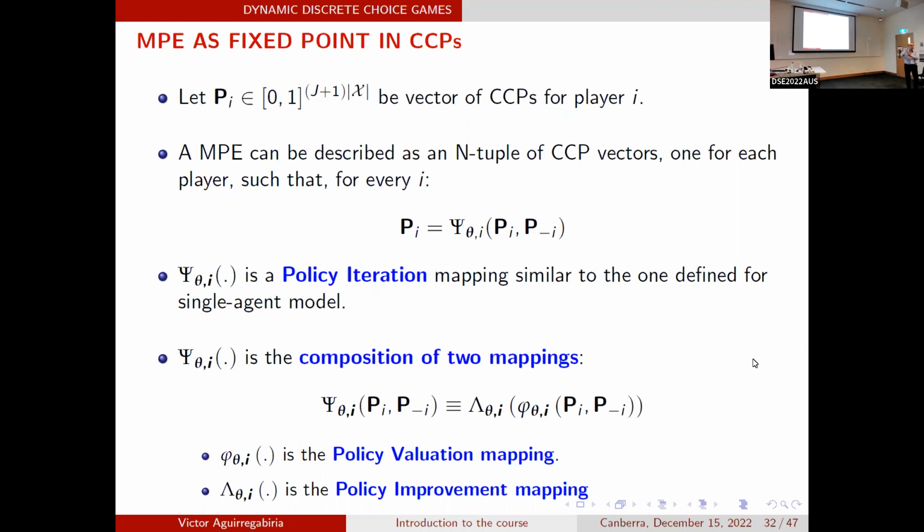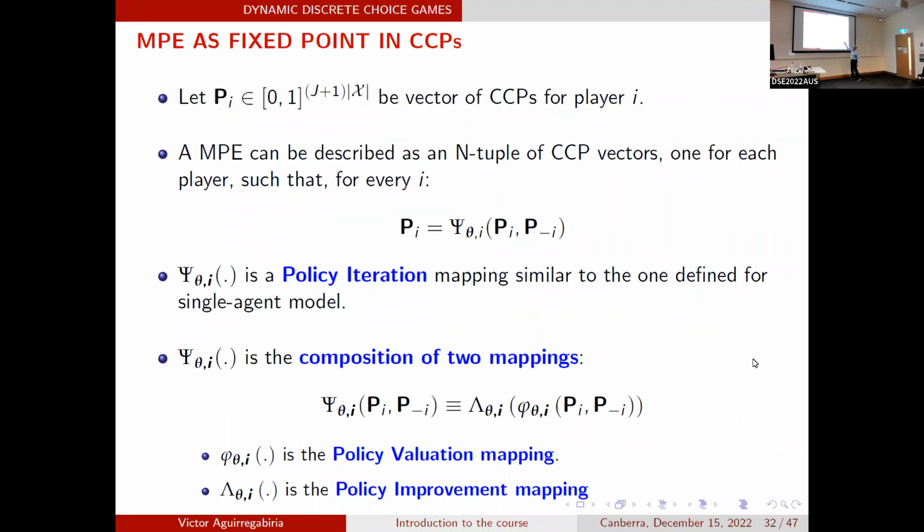And now I'm going to best respond. Using these choice probabilities, I'm going to make an evaluation. I'm going to get the value of making different choices today. And that is going to give me my best response choice probabilities today, okay? That is what this policy iteration or best response probability mapping gives us, okay?